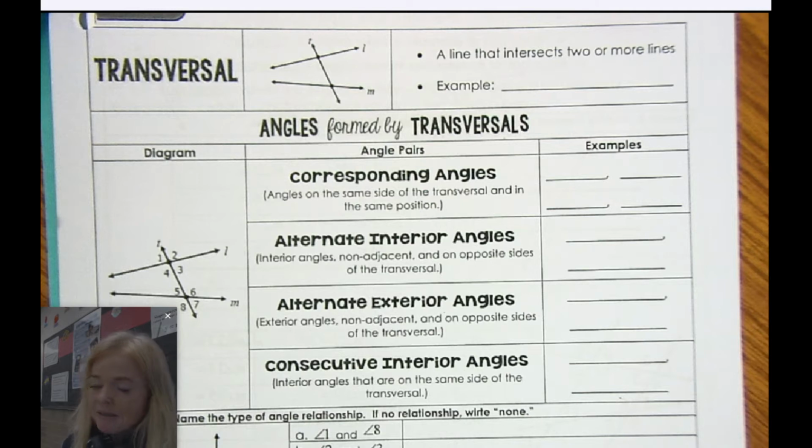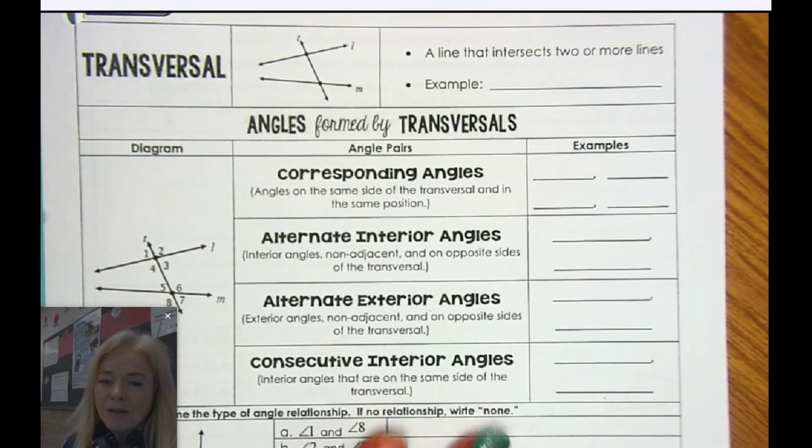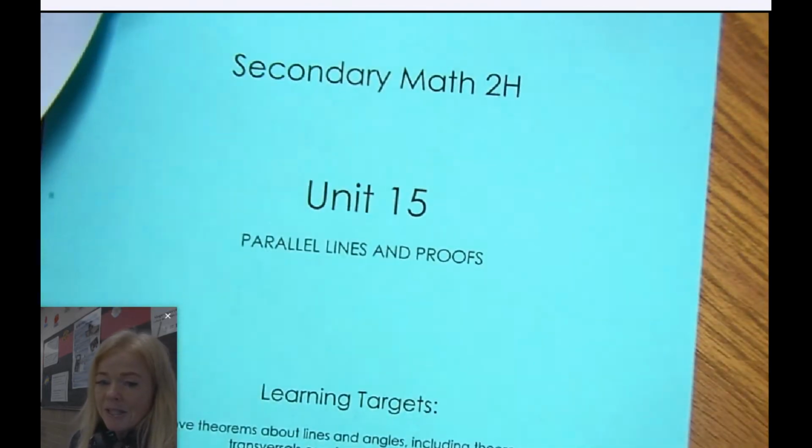And we have a new packet. We're trying to figure out what to do in order to help everybody the best we can. So there's a new packet. I posted it. It's under assignments or under modules. If you go to module, we're going to start with Unit 15, which you see up right here. You can come to the school and grab one of these packets, Unit 15, Parallel Lines and Proofs.